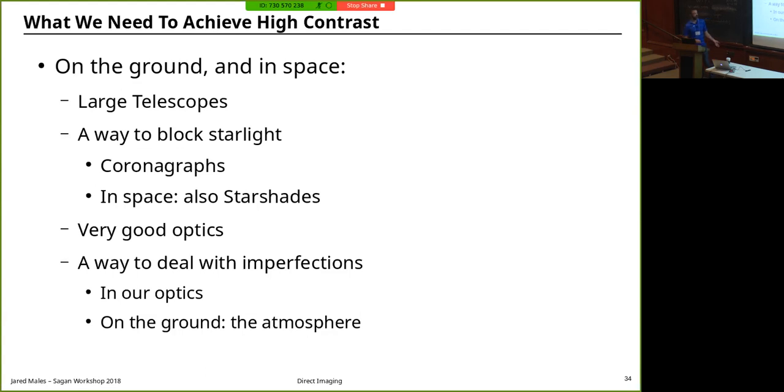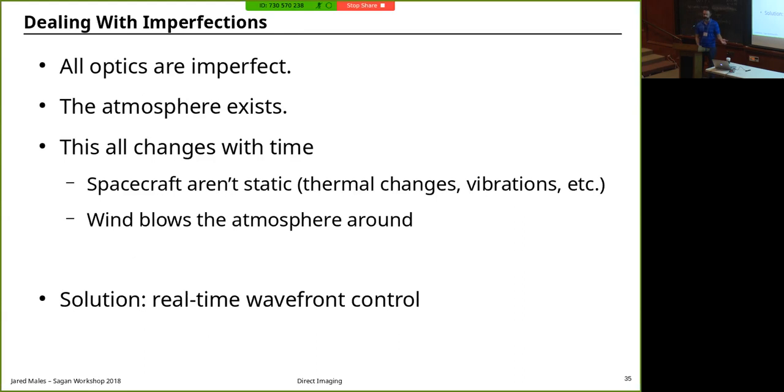No matter what, you need very good optics. And then a key thing is we need a way to deal with the imperfections in our system. That's because they will be there. They're going to be in our optics, and on the ground, we have to deal with the atmosphere. So all optics are imperfect, the atmosphere exists, and all these things are changing with time.